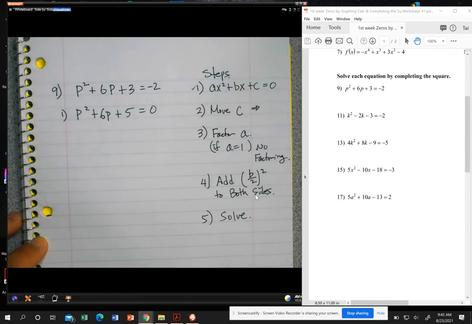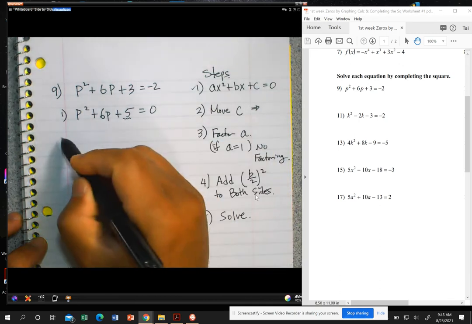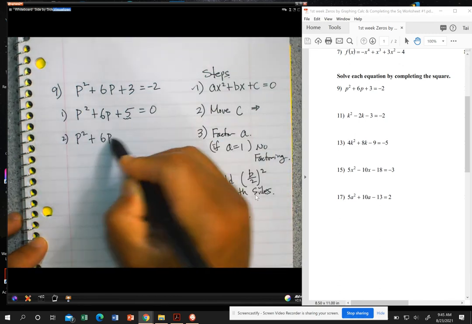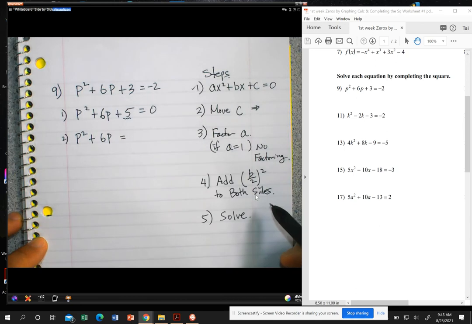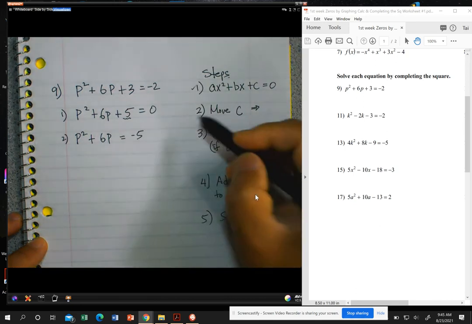So what do you do as step 2? We need to move C. Which part is C? 5 is your C, so we need to move that to the other side. So that's step number 2, which is p squared plus 6p is equal to -5. There it is, -5. That'll be step number 2, right there.